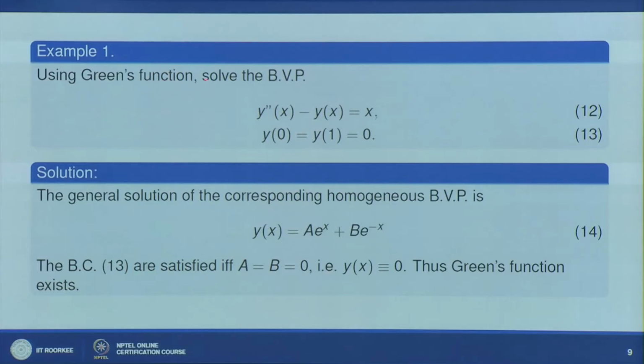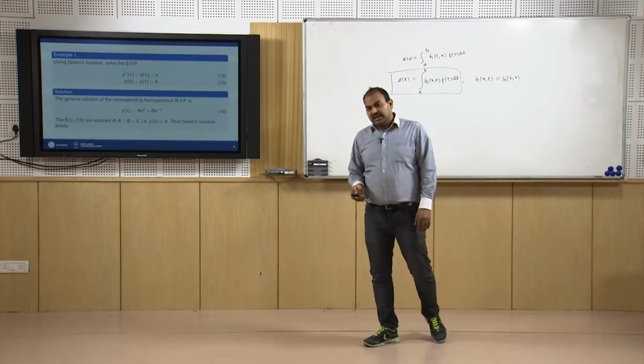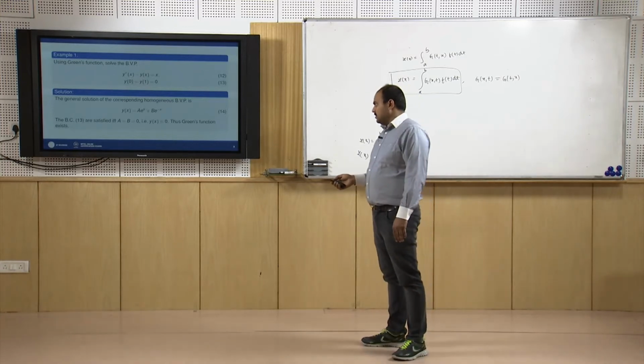So using Green's function, solve this non-homogeneous boundary value problem. So here we have y''(x) minus y(x) equal to x. Boundary conditions are defined as y(0) equal to y(1) equal to 0. So if you look at this, let us define this as our operator, and we can write down the general solution like this. And if you use the boundary condition here, y(0) equal to y(1) equal to 0, then we get both the constants a and b equal to 0. It means that we have only a trivial solution. So it means that we can now construct our Green's function with the help of this general solution.